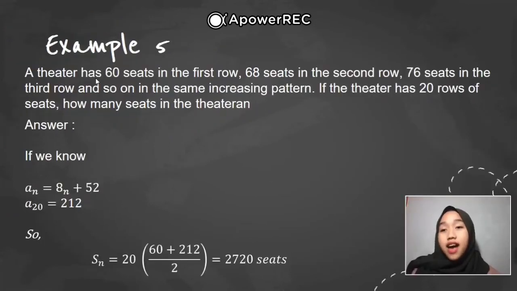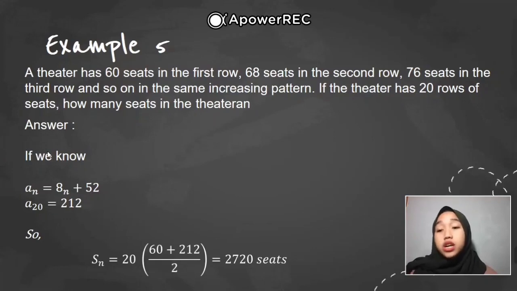So, example 5. A theater has 60 seats in the first row, the second row has 68 seats, and the third row has 76 seats, and so on in the same increasing pattern. If the theater has 20 rows of seats, how many seats are in the theater?